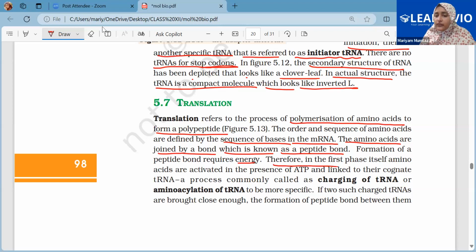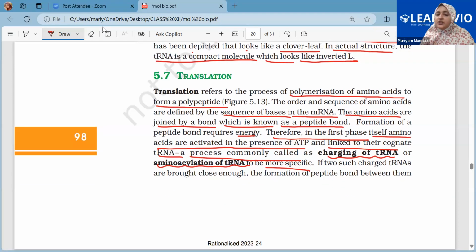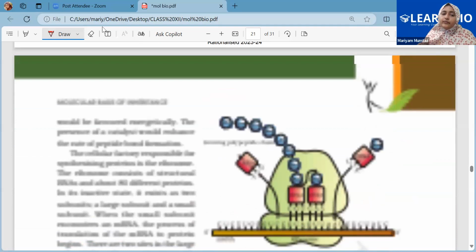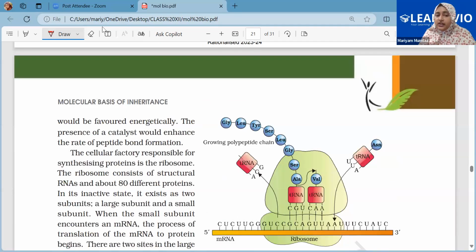Therefore, in the first phase itself, amino acids are activated in the presence of ATP and linked to their cognate tRNA, a process which is known as charging of tRNA or aminoacylation of tRNA, to be more specific. If two such charged tRNAs are brought close enough, the formation of peptide bond between them would be favored energetically.